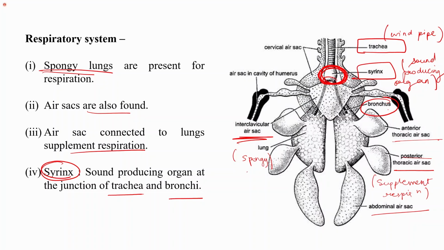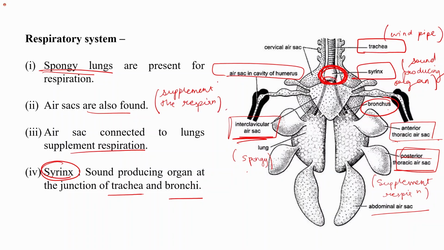These lungs are spongy, and are supplemented with various air sacs like the interclavicular air sac, then the air sac in the cavity of the humerus, which is the bone. Then we have the anterior thoracic air sac and posterior thoracic air sac. So there are various air sacs present. These air sacs help in the respiration. Therefore, they supplement the respiration. Right? So this is the respiratory system. The most important thing is the syrinx, which is the sound box, present at the junction of the trachea and bronchi.